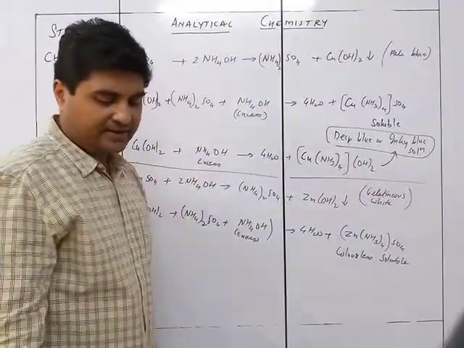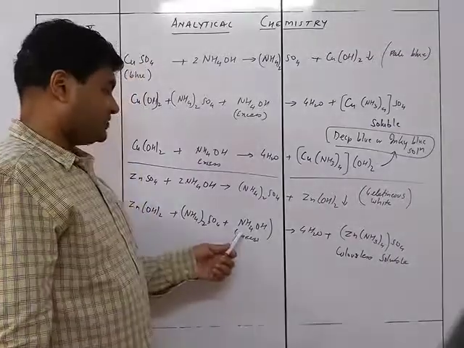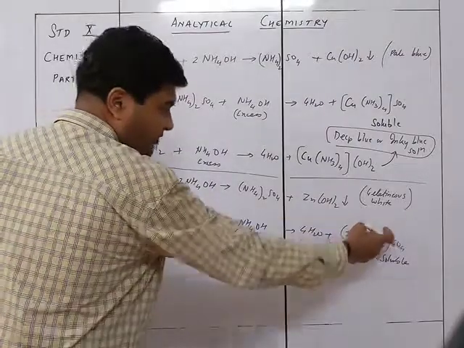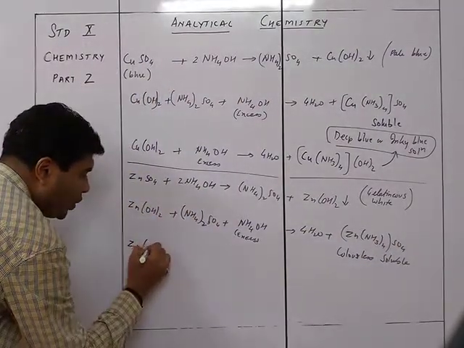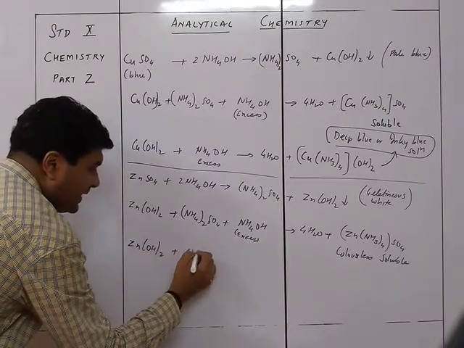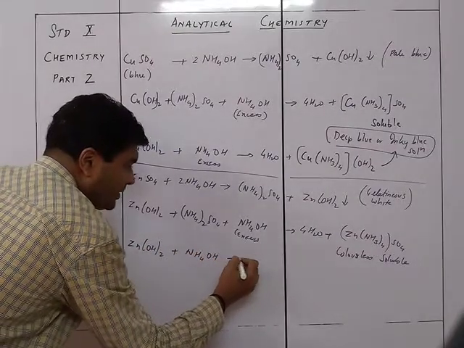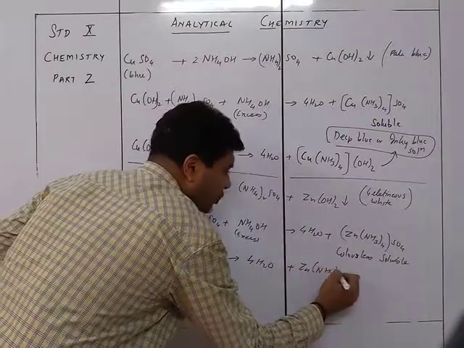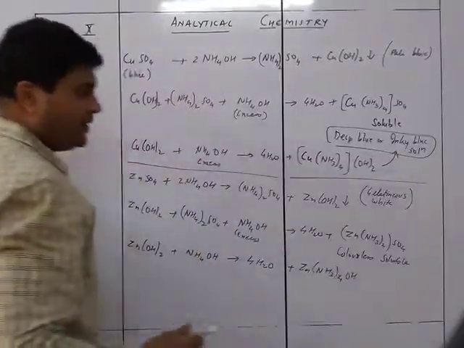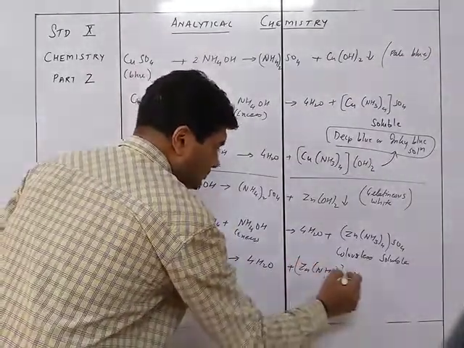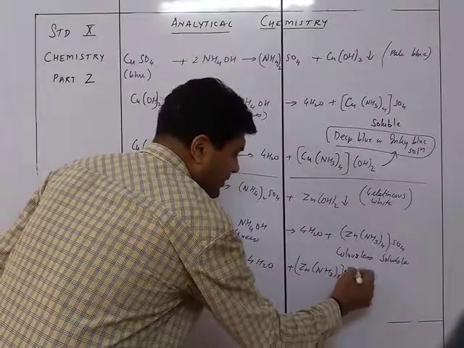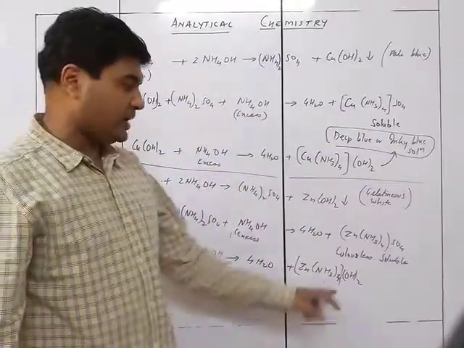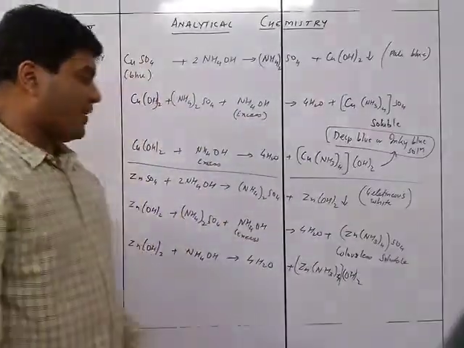It is going to give me tetraamine zinc sulfate when I am taking excess of ammonium hydroxide over here. Now same thing, if I do not take a sulfate, then I don't get a sulfate, I get a hydroxide. So it will be Zn(OH)2 plus NH4OH is going to give me over here 4H2O plus Zn(NH3)4(OH)2. Okay, that is going to be tetraamine zinc hydroxide, which is the colorless solution over here. So this is how you identify the zinc.